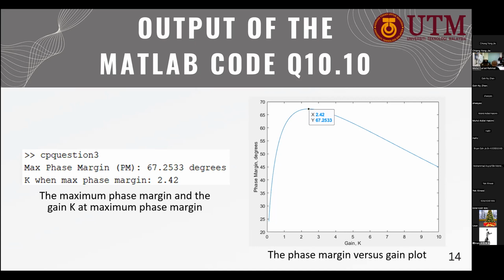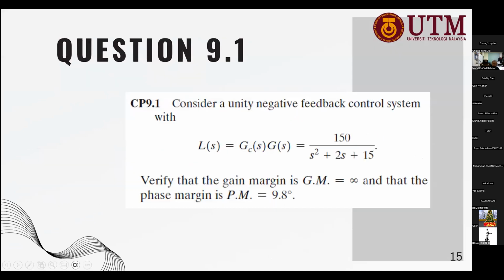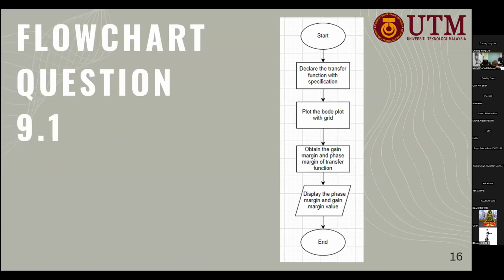Next, I will explain the question 9.1. Question 9.1 is that we need to verify for this open loop transfer function that the gain margin is infinity and the phase margin is 9.8. So this is our flowchart for solving this question.